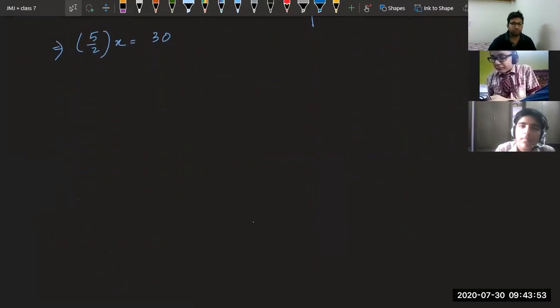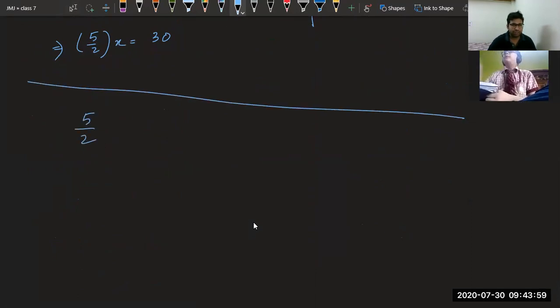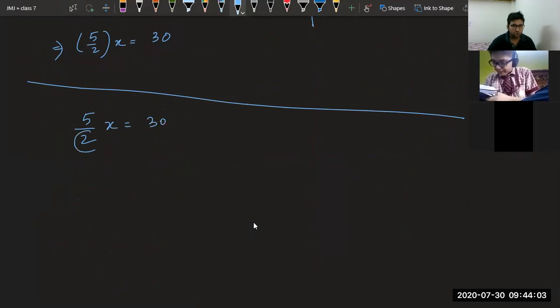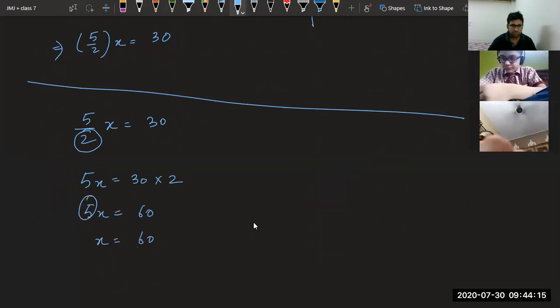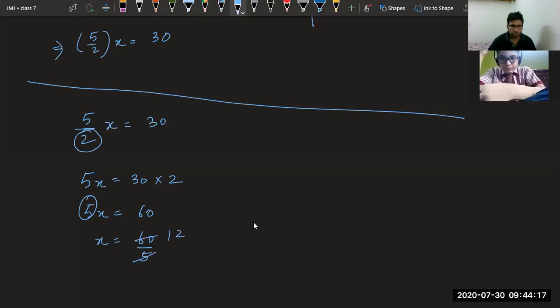Lavya is taking 5 separately and 2 separately. Okay, let us do it by that method also. I prefer taking the whole fraction, but Lavya is doing it like this. So let's see. Here 2 is dividing, so when it goes there, it becomes 30 into 2. Then it becomes 5x equal to 60. Then this 5 is multiplying here, so it becomes 60 upon 5. Again, it is 12 only.